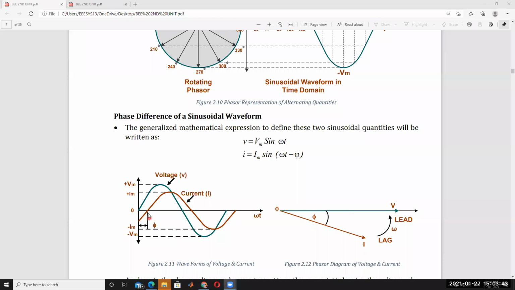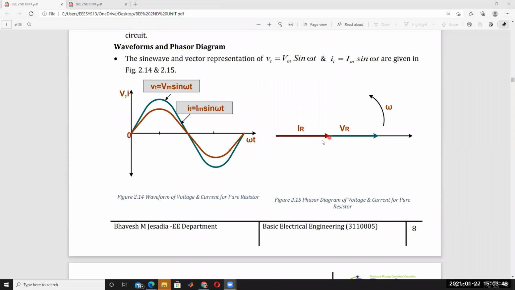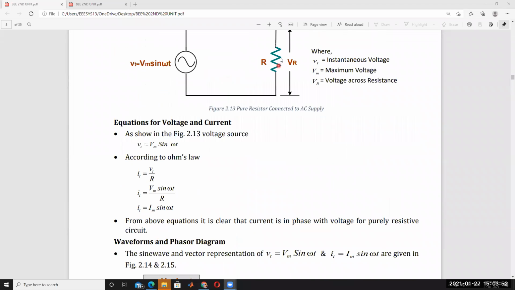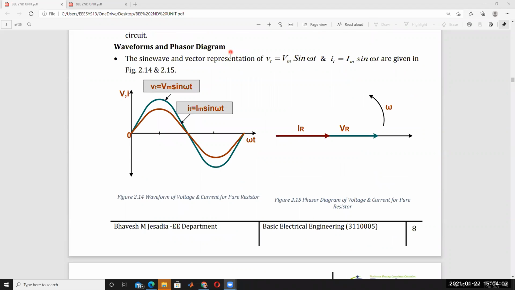But if it starts from 0, you will get a 0 phase difference. IR, the current flowing through the resistor, and the voltage across the resistor, VR, are both in phase. That's why there is no phase difference. VR has its own magnitude, and VR and IR are in phase.